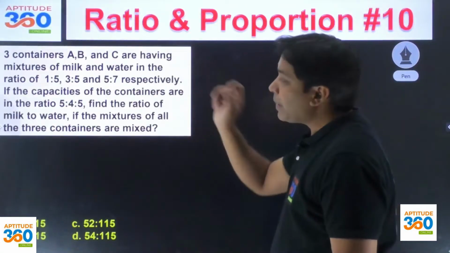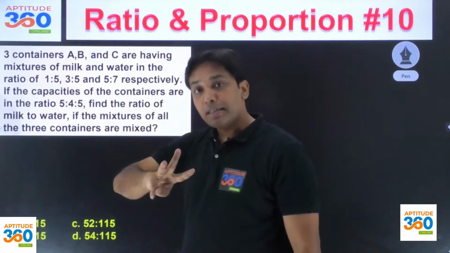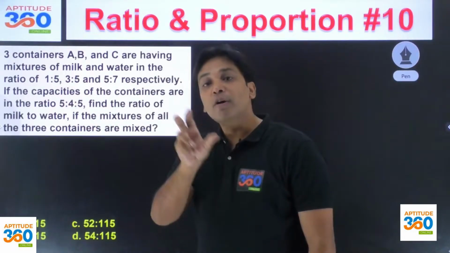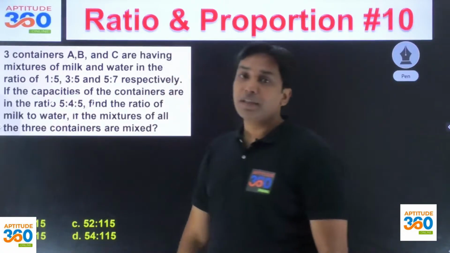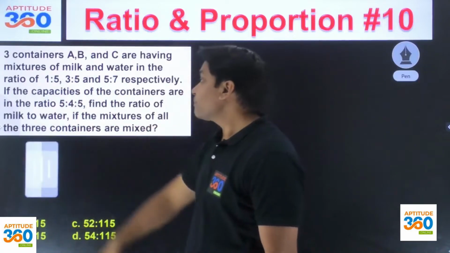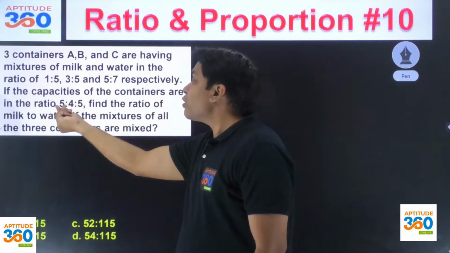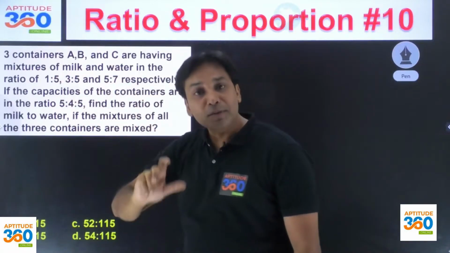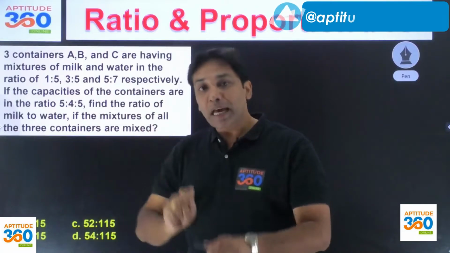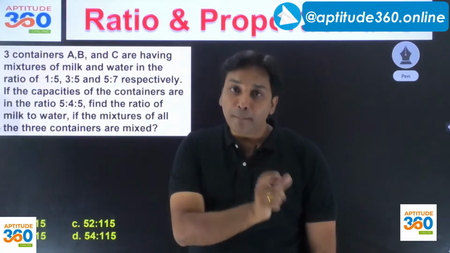Now we will apply the same, but what is happening here in this problem? There are 3 containers. In the previous problem, the volume of the 3 containers were the same. What if the volumes are also different? So in this problem it says that the volume of containers are in the ratio of 5 is to 4 is to 5, and then milk and water are in different proportions. उन तीनों को मिला दिया कहीं पे, मिलाने के बाद में they are asking what is going to be the proportion of milk and water.